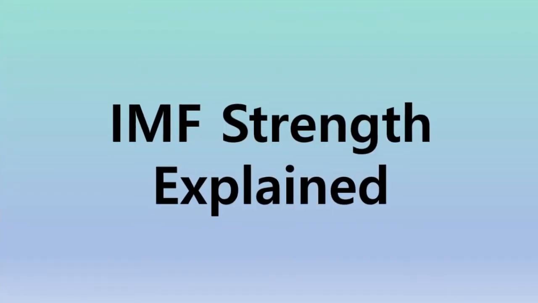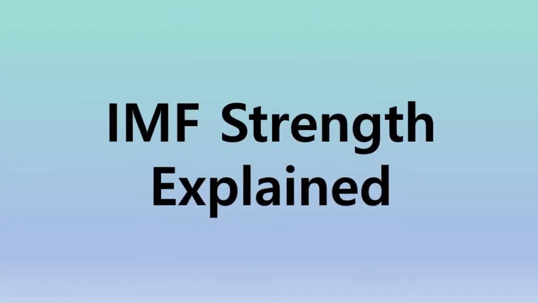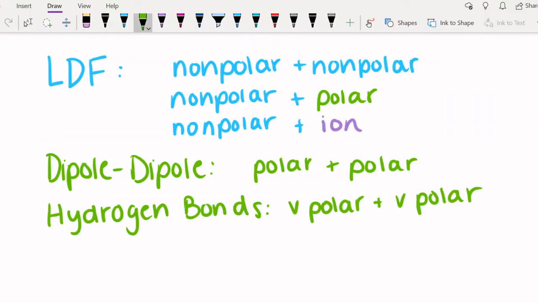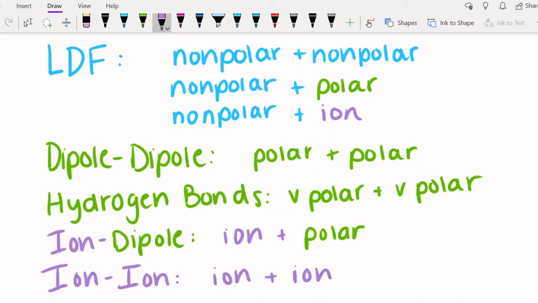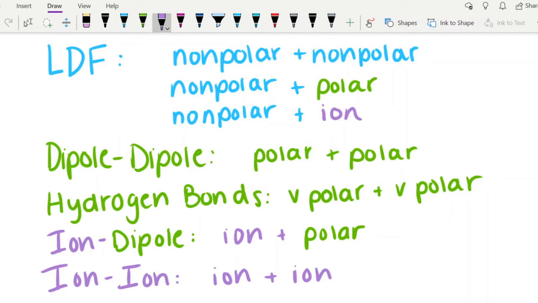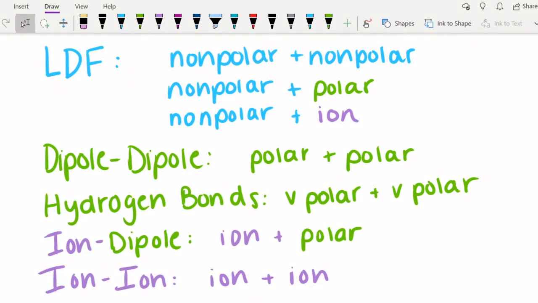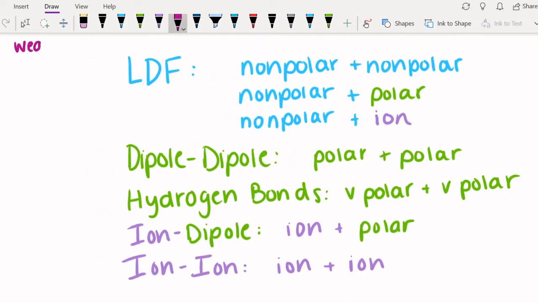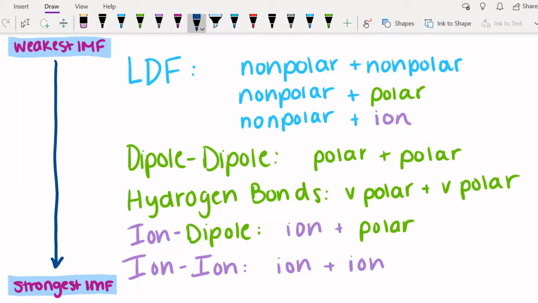Let's take a look at all the intermolecular forces we've talked about. London dispersion force, dipole-dipole interactions, hydrogen bonds, ion-dipole interactions, and ion-ion interactions. The particles involved in each type of intermolecular force are also shown. As the strength of the intermolecular force increases, so does the magnitude of the particle's charge. The weakest force, London dispersion force, is the only interaction between nonpolar molecules. Nonpolar molecules have no charge.